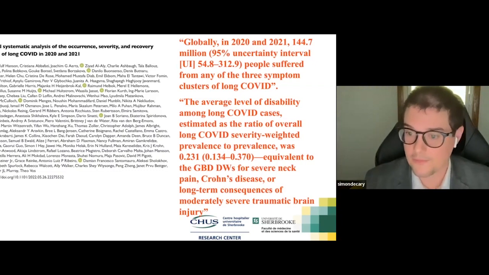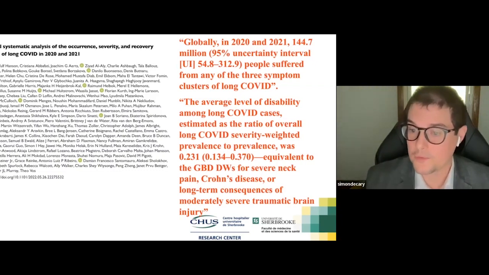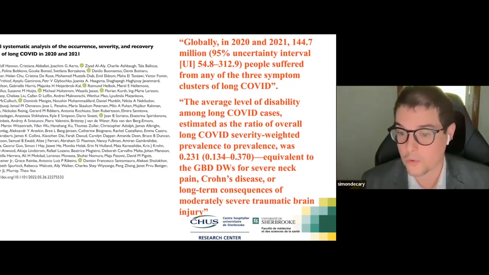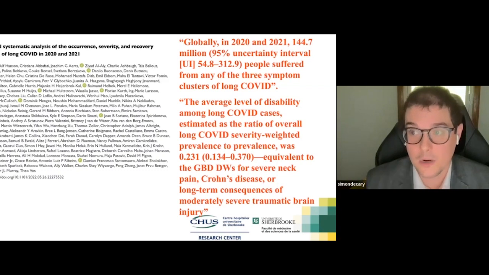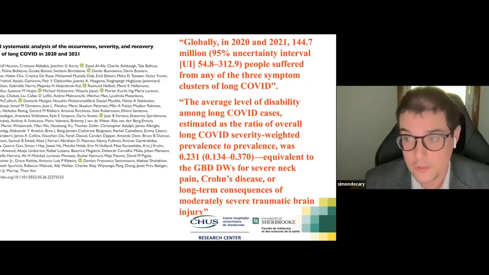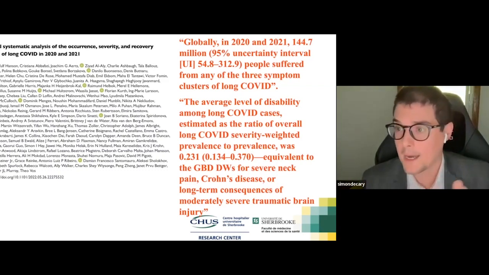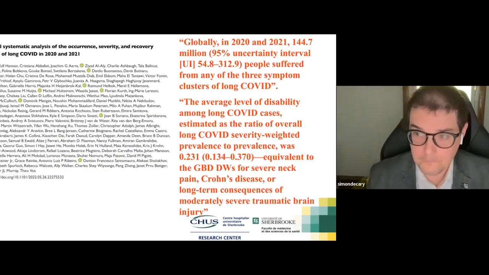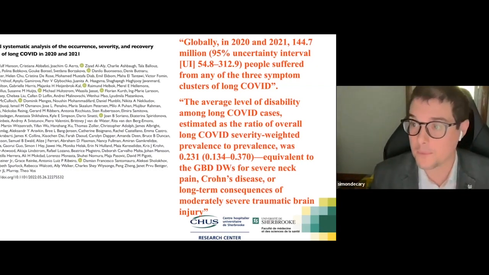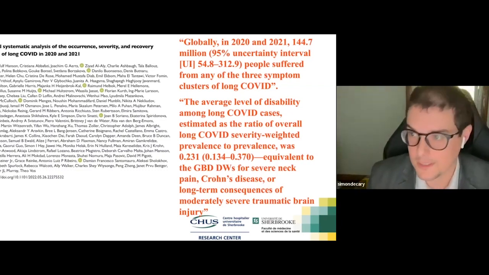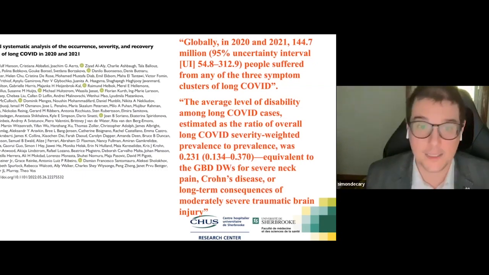And the level of disability for long COVID is equivalent to severe neck pain, Crohn's disease, or moderate to long-term traumatic brain injuries. So this is important because normally these diseases in the health system are going to go to a pathway for rehab centers or that kind of structure and follow-up. But we need to come up with ideas to do the same thing within community-based rehabilitation. So this is a challenge.